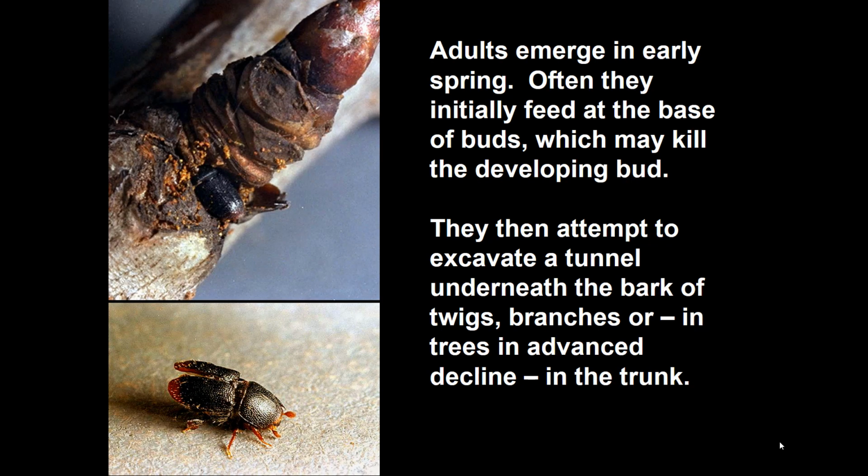The adults are out in early spring. They often do a little bit of feeding, often around the base of a bud. So there's a little bark beetle feeding at the base of the bud. This is what they use as food as they mature their ovaries, and then later the females will enter the plant and make a gallery and lay eggs under it.